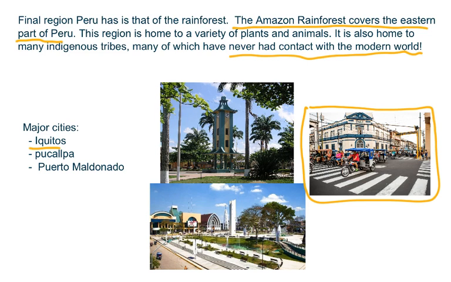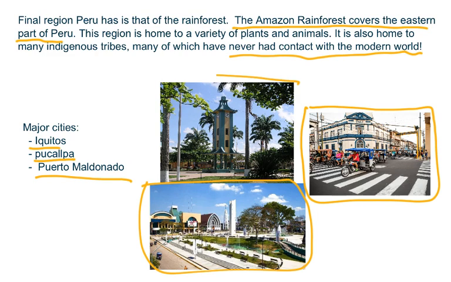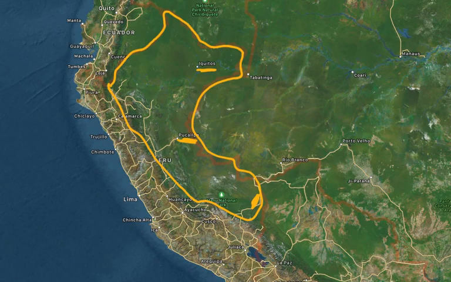Another city is Pucallpa, which is this one down here. And then another one, this was a very popular tourist destination because it is home to the southern part of the Amazon rainforest, and that is Puerto Maldonado. Puerto Maldonado is in this area. Here you have Pucallpa and so forth. But very, very popular, very hot, very humid. And we'll talk more about that later as well.